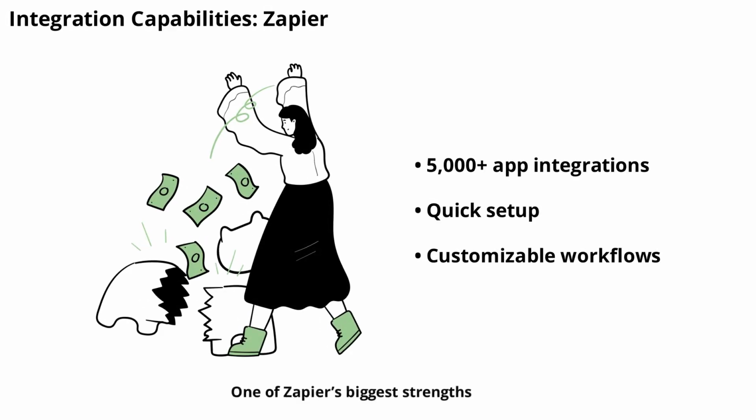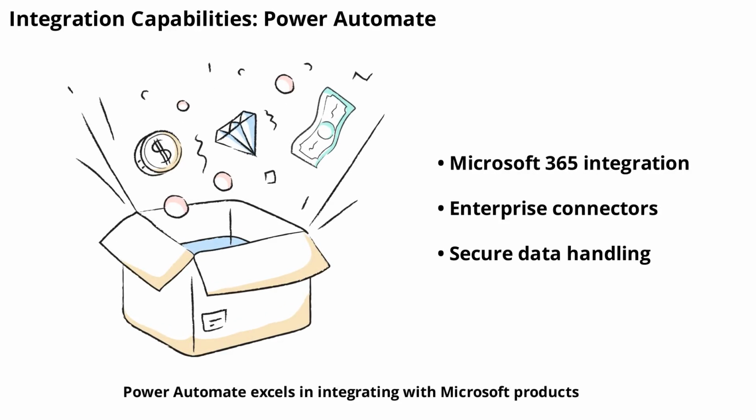One of Zapier's biggest strengths is its extensive integration library, supporting over 5,000 apps. For finance teams, this means connecting tools like QuickBooks, Xero, Google Sheets, and Slack with ease. Zapier's integrations are straightforward to set up, and the platform frequently adds new apps based on user demand. This flexibility allows finance teams to build custom workflows that fit their unique processes, regardless of the software stack they use.